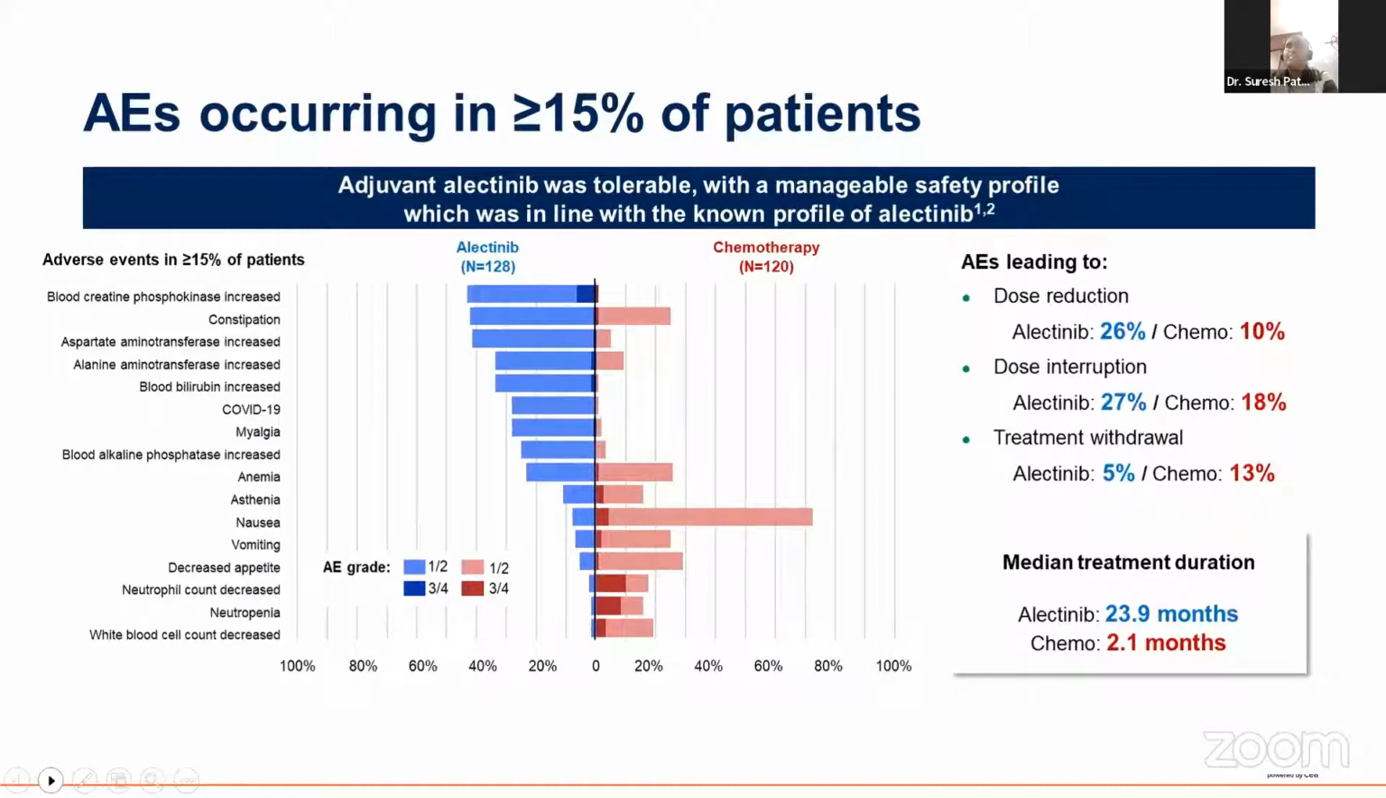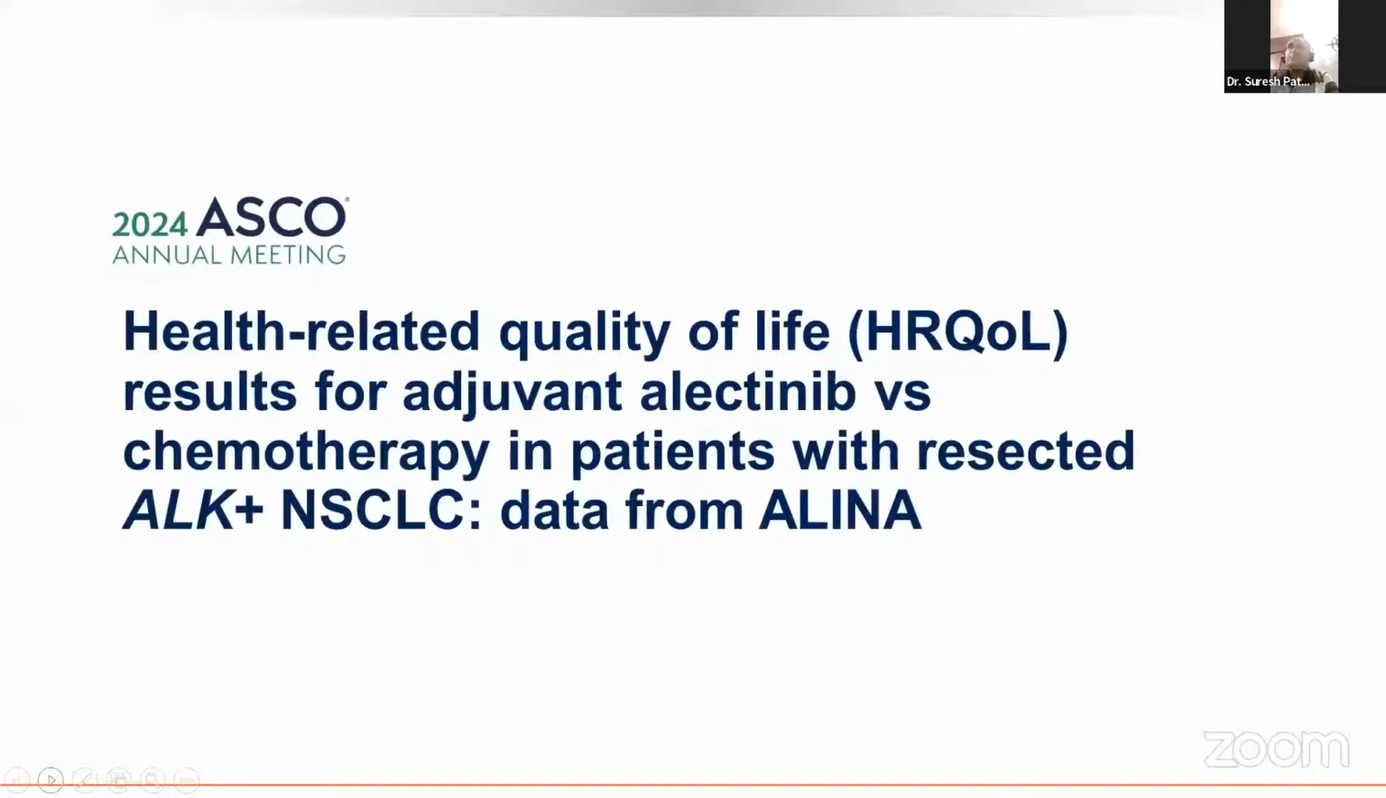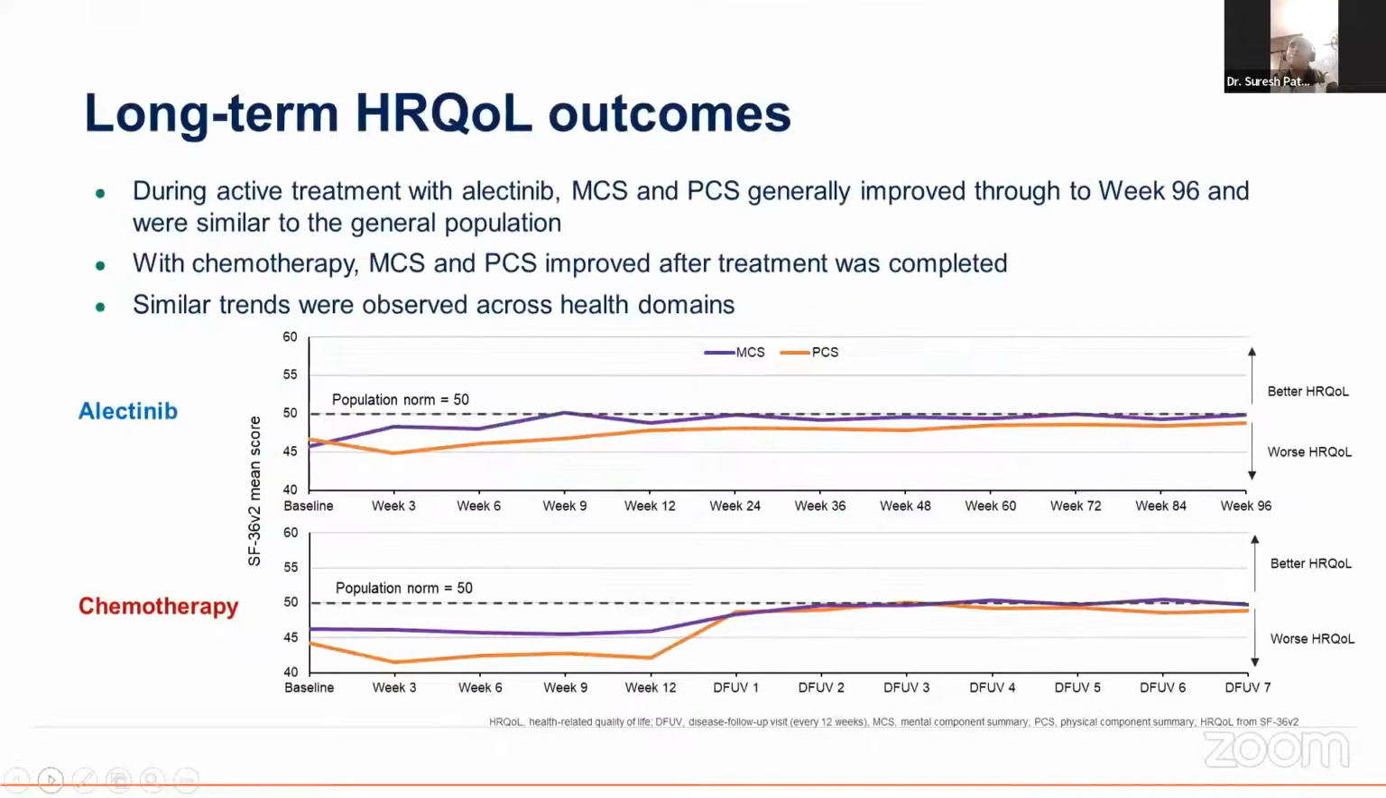Next slide, please. So when we discuss the health-related quality of life for adjuvant alectinib versus chemotherapy, next slide, please. You can look at the graph: during active treatment with alectinib, the mental component summary and the physical component summary generally improved at week 96, and they were similar to the general population. When we come to chemotherapy, it improved only after the treatment was completed, and similar trends were observed across all the health domains of the patient.